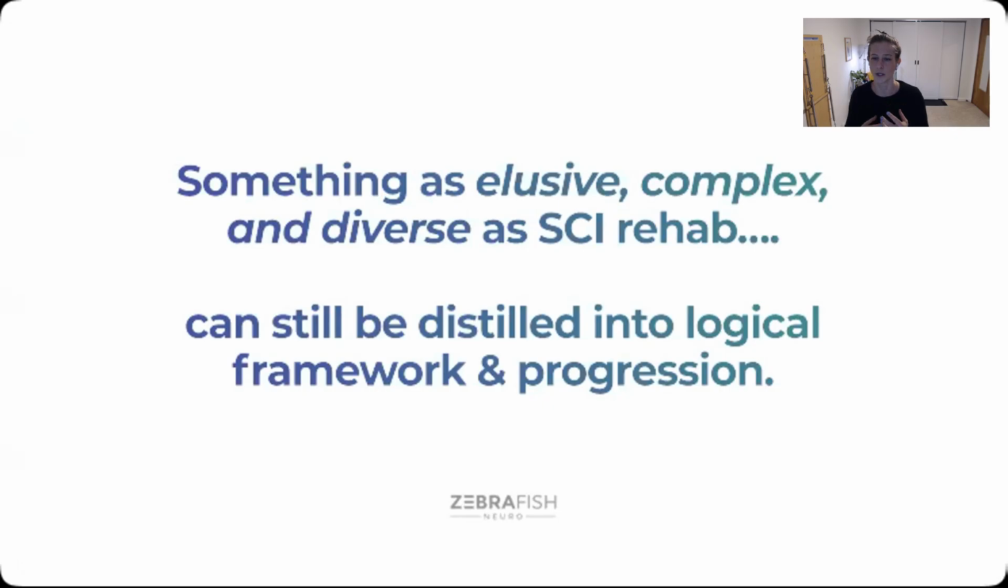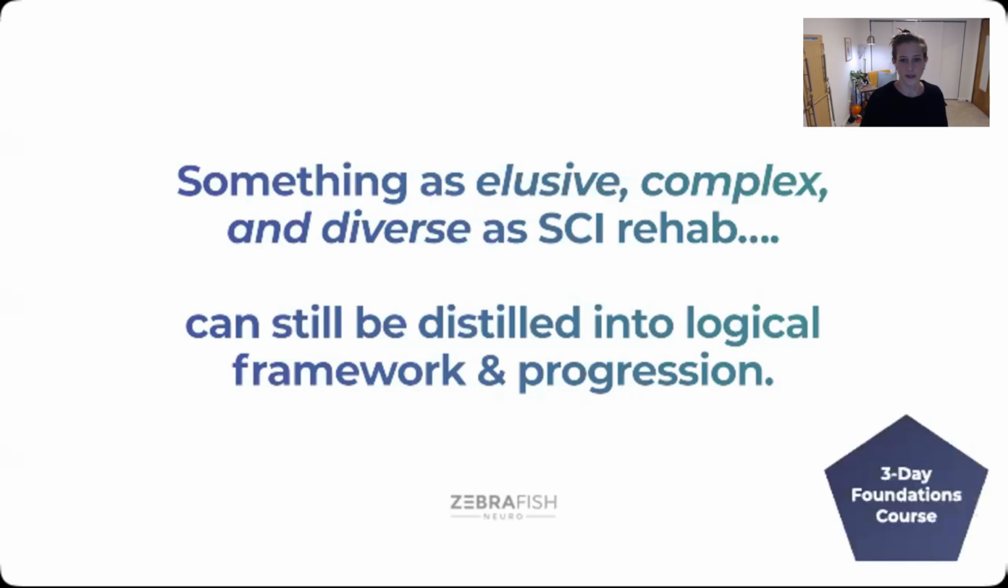And I hope this will help you, within the context of SCI rehab, appreciate structure and stepwise progressions while still having logical reasoning for individualization, as we know exists. So again, structure, but then knowing how and when to break the rules away from that framework within logical reason.